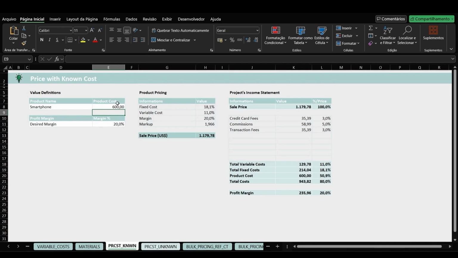We need to enter the product cost. Desired profit margin will be explained later. Pricing isn't just adding a markup. Pricing involves calculations to cover product, fixed, and variable costs.